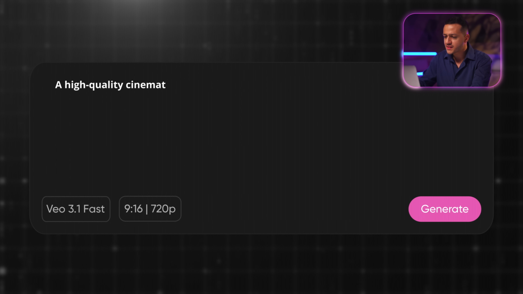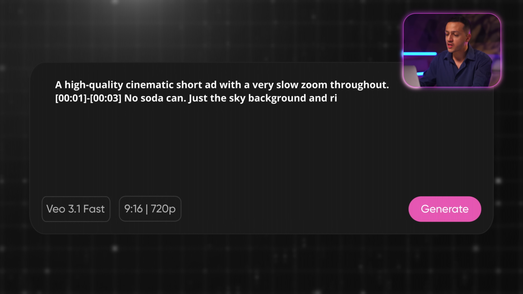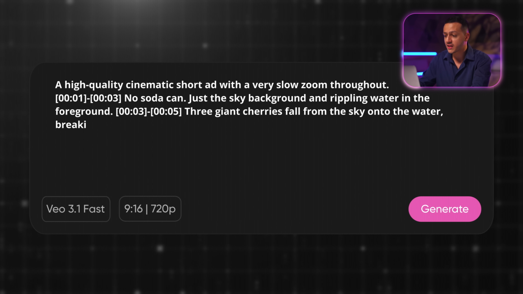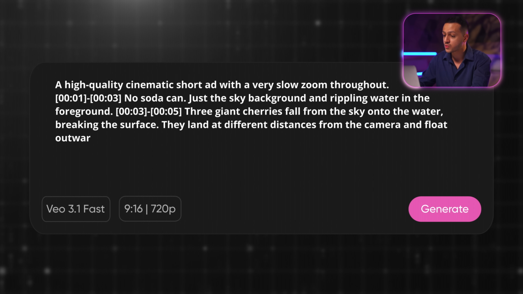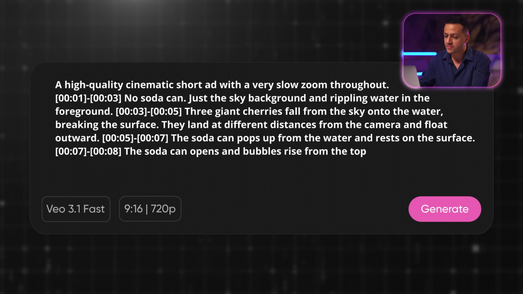A high-quality cinematic short ad with a very slow zoom throughout. No soda can. Just the sky background and rippling water in the foreground. Three giant cherries fall from the sky onto the water, breaking the surface. They land at different distances from the camera and float outward. The soda can pops up from the water and rests on the surface. The soda can opens and bubbles rise from the top. Make sure you have the perfect settings you want and then click Generate.